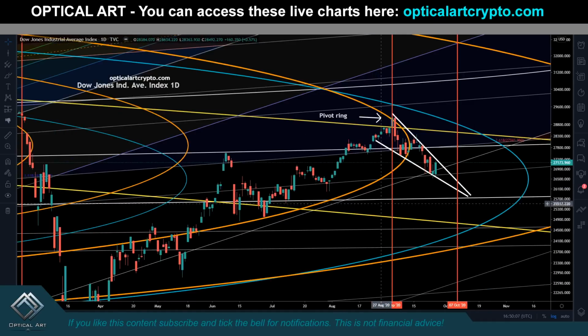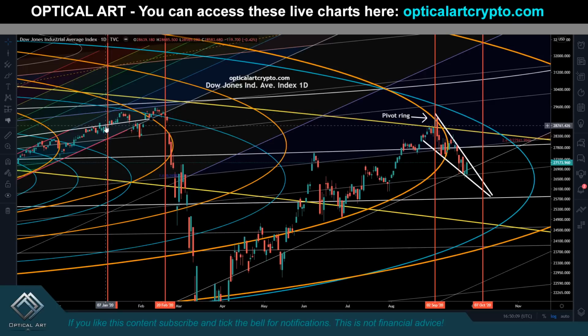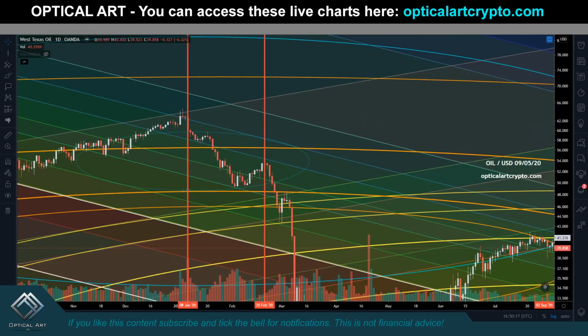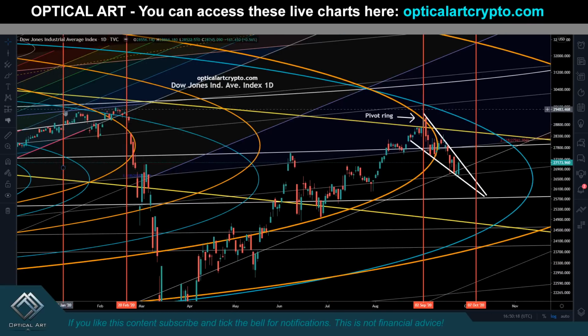So let's go to the Dow Jones here. Again, this is when oil had its peak. You see back here, this was the highest point, dropped down, came up. So this is when oil was coming down.